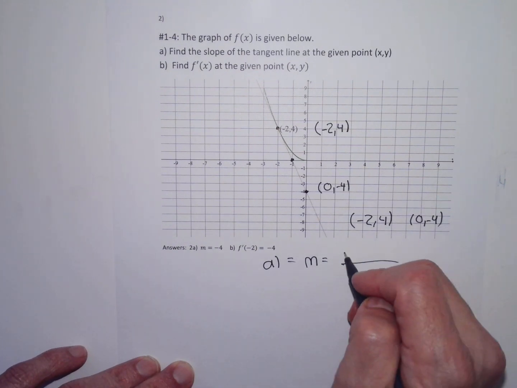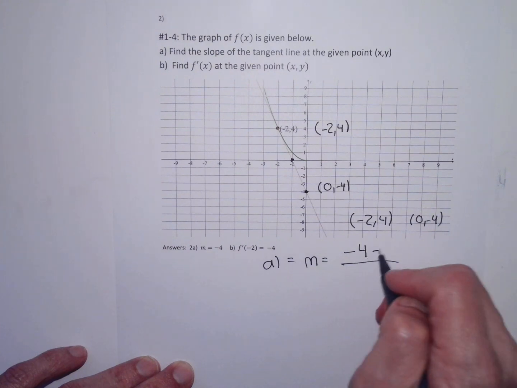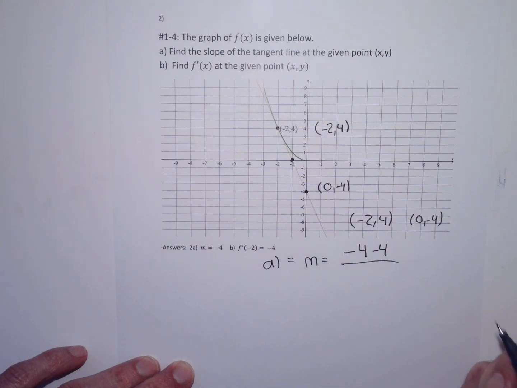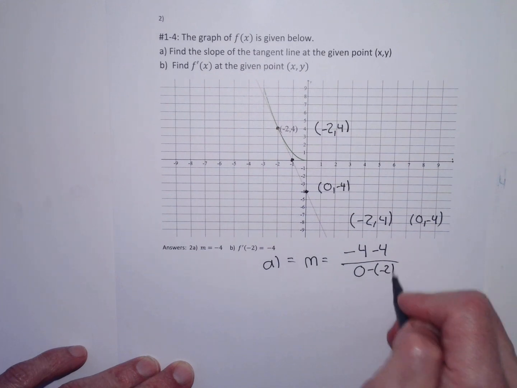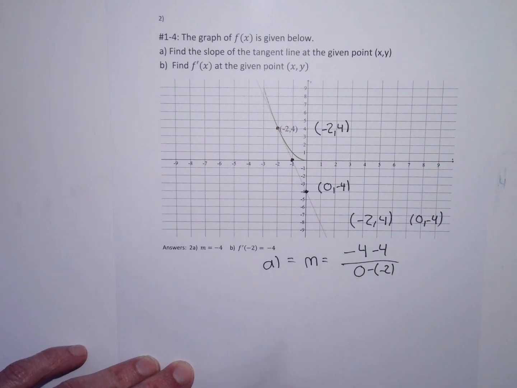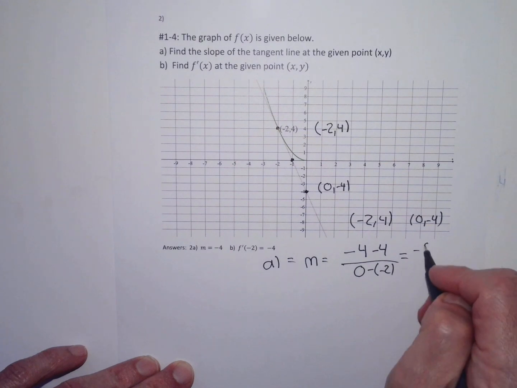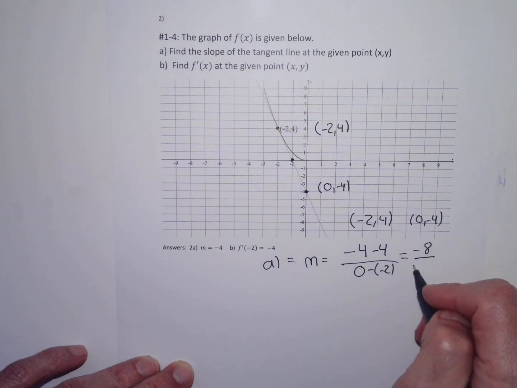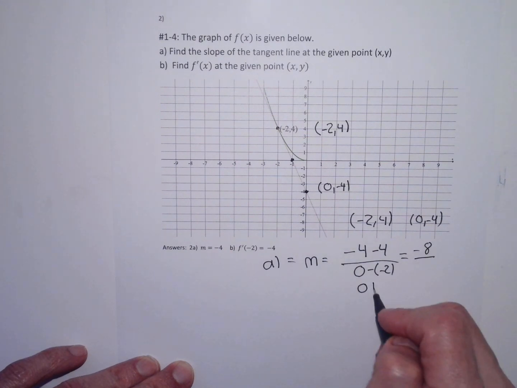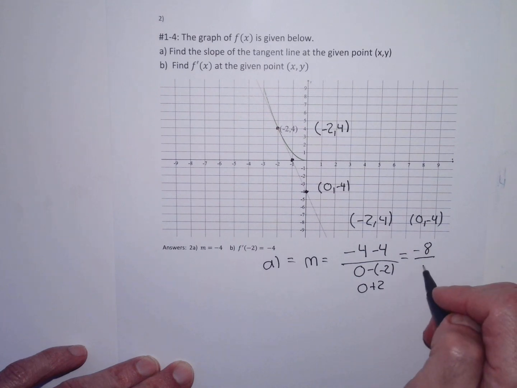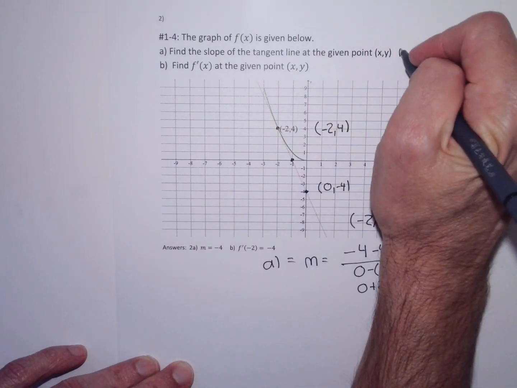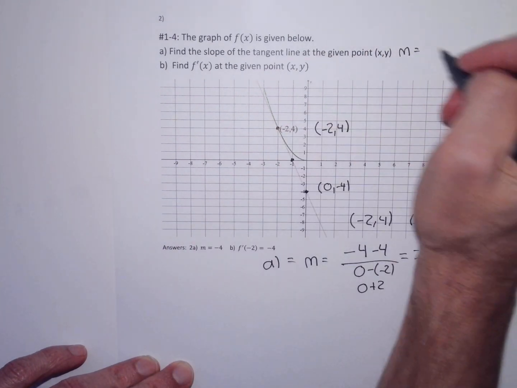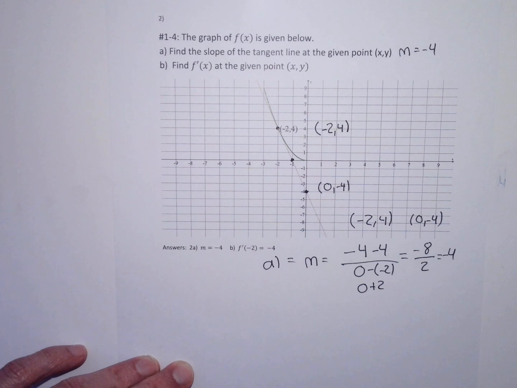It's going to be y coordinate of the second point minus y coordinate of the first point divided by x coordinate of the second point minus x coordinate of the first point. The double negative in the numerator, -4 minus 4 is -8. The denominator comes out to 0 plus 2, which is +2. I get -4 for the slope of the tangent line. My answer to part A, the slope of the tangent line, is -4.